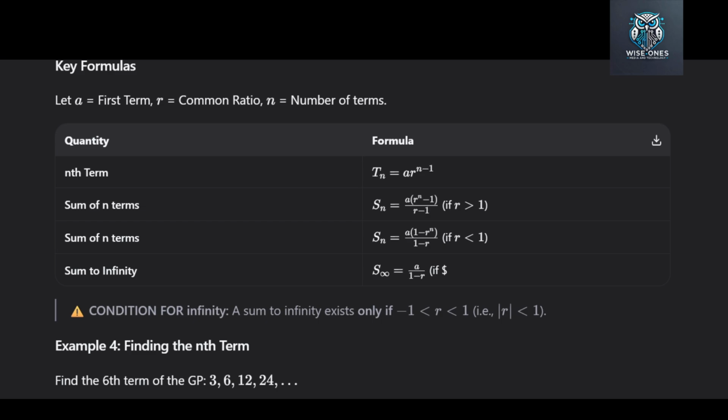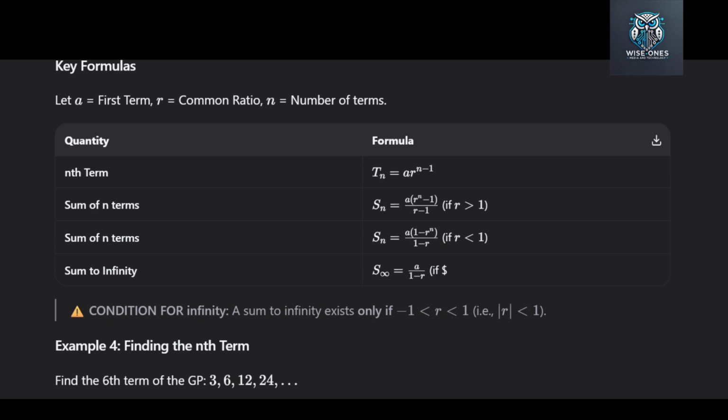The second formula is for the sum of n terms. If r is greater than 1, use s sub n equals a multiplied by open bracket r to the power of n minus 1 close bracket divided by open bracket r minus 1 close bracket. If r is less than 1, use s sub n equals a multiplied by open bracket 1 minus r to the power of n close bracket divided by open bracket 1 minus r close bracket. Both work, but these forms keep numbers positive.